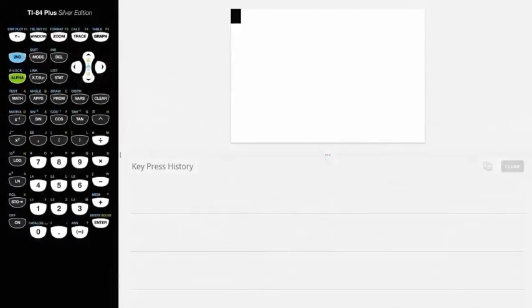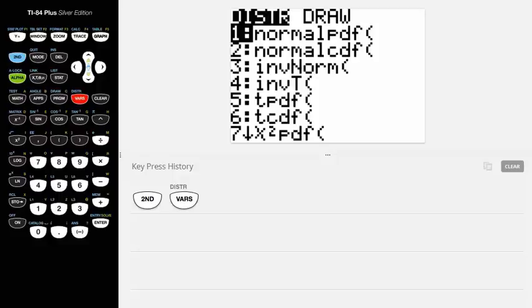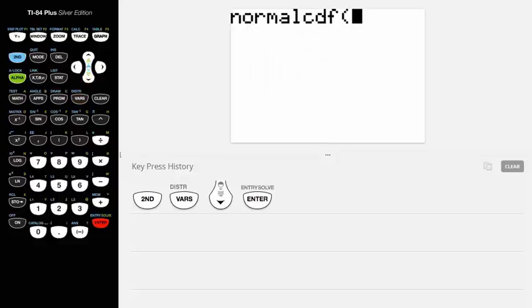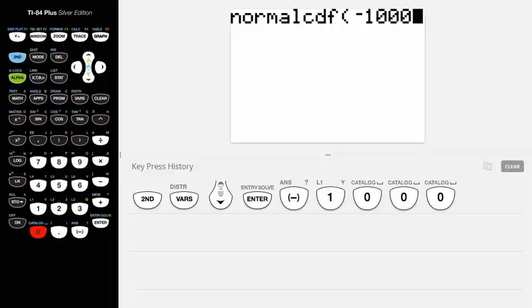Choose the Distribution menu, second, VARS, and I want the second one, Normal CDF. Enter. First, I need to type in my lower bound. Since it is shaded to the left, I need a really small number to be my lower bound, like negative 1,000. Just as long as it's a sufficiently small number, it'll work.